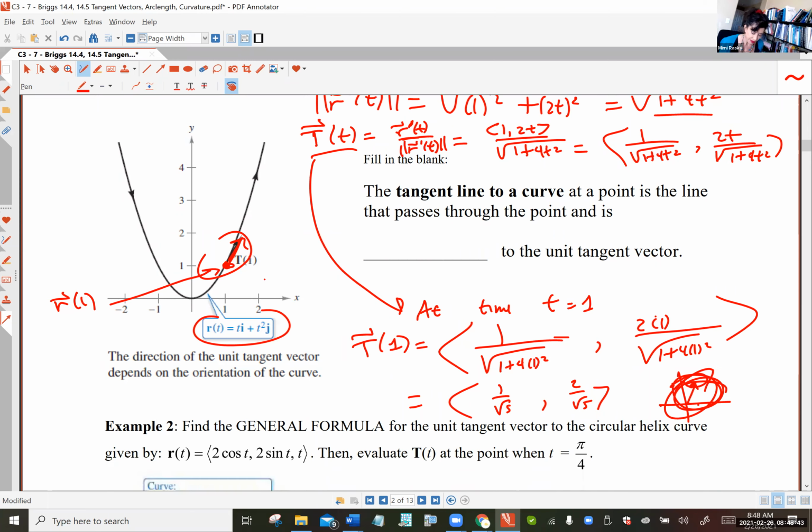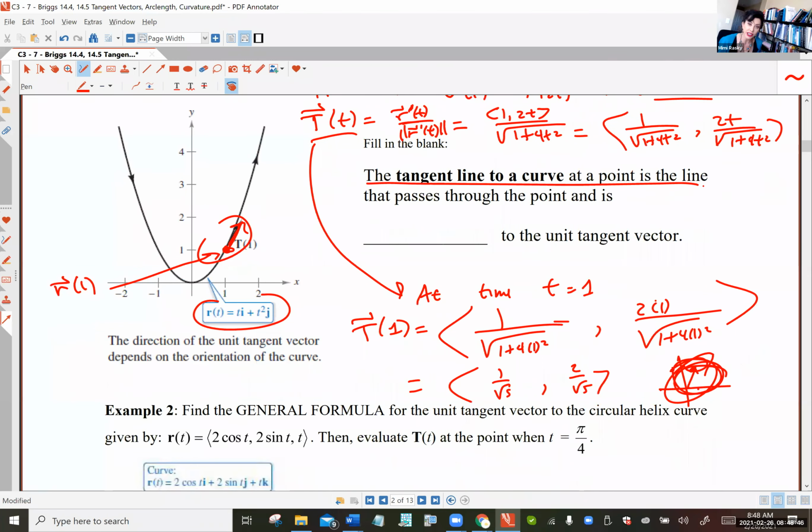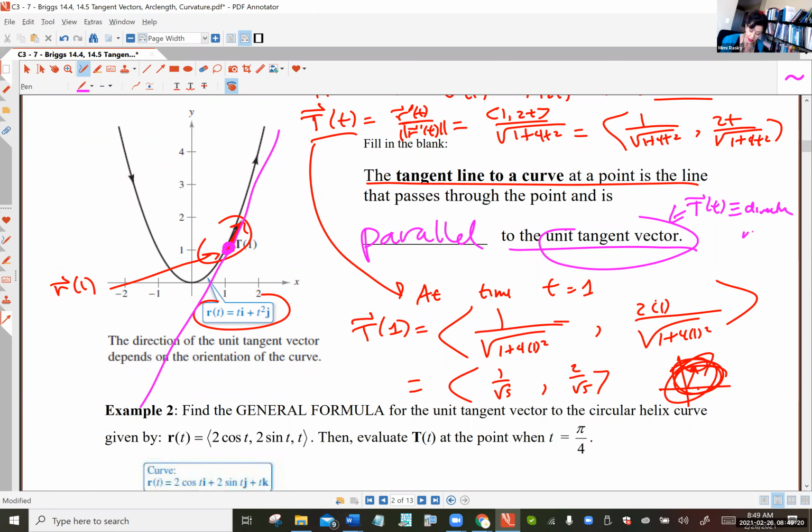Okay. So let's fill in the blank and complete this sentence. The tangent line to a curve. So now we're talking the tangent line. So if I draw the tangent line at this point, that's a terrible straight line, but I think you get the point. So the tangent line that passes through the point is going to be parallel to that unit tangent vector. In fact, if you had to come up with the parametric equations for that tangent line, you could use this unit tangent vector, big T, as the direction vector for that line because it's parallel.